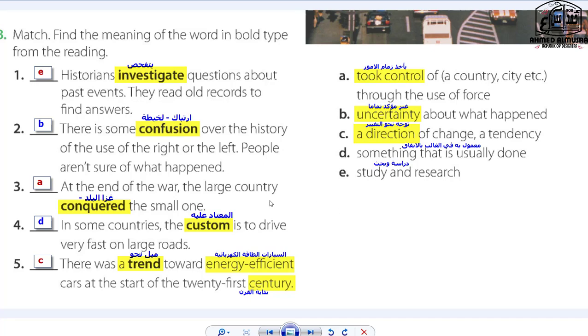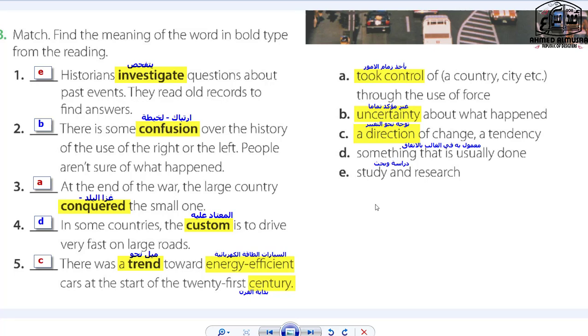So B or 2. There is some confusion over the history of who used the right or the left. People aren't sure of what happened. B. Uncertainty about what happened. Number 3. At the end of the war, the large country conquered the small one. A. Took control of a country, city, etc. through the use of force. That's correct.